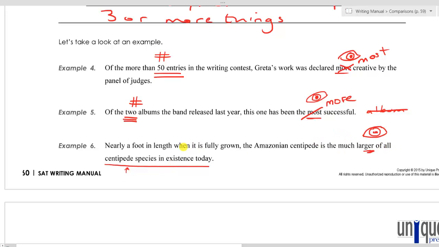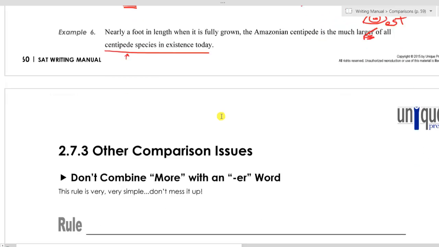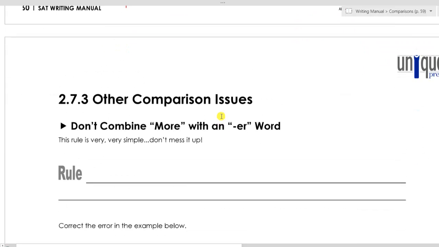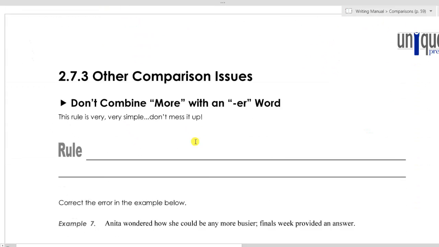The centipede is the much larger of all centipede species in existence today. Since there are 8,000 centipede species in existence, this needs to be an EST word, because we are comparing way more than just 2 things. We use ER only for comparisons of 2 things, EST or most for comparisons of 3 or more, and indeed there are more than 2 centipede species in existence. Keep in mind, you didn't need to know that number 8,000. That was completely irrelevant. You just need to infer that there are more than 2 centipede species in existence.